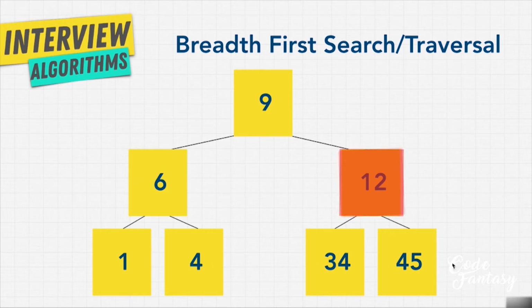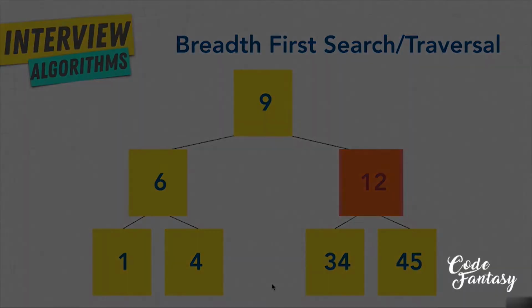4 to 34, 45. We're going to be using a queue data structure, which allows us to keep a reference to the nodes that we want to come back to. Because we know 6 is in front of 12, we can go back to it and discover its child nodes. So let's get coding with our breadthFirstSearch algorithm.